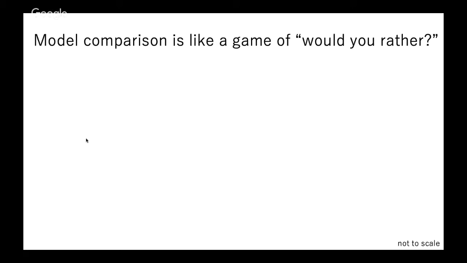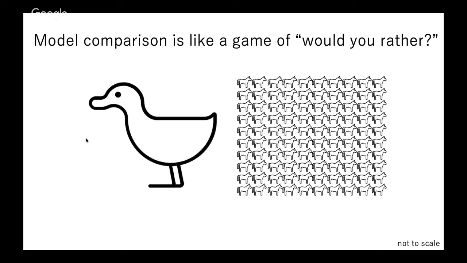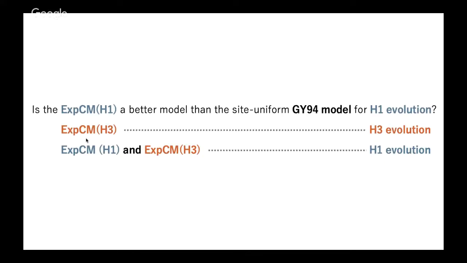And so the model comparison techniques are not quite the right tool for answering some of our questions, because model comparison is more like a game of would you rather. So asking, is the ExpCM better than the GY94 model, is like asking, would you rather fight one horse-sized duck or 100 duck-sized horses? We could spend hours debating the relative merits and different metrics, but at the end of the day, neither model comparison nor would you rather allows you to answer. That is, we don't want to just ask if one model is better than another model without acknowledging the fact that they could both be bad models.